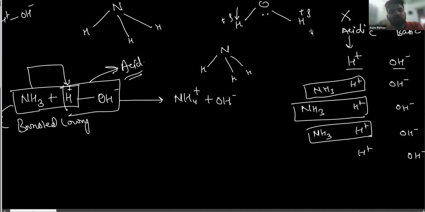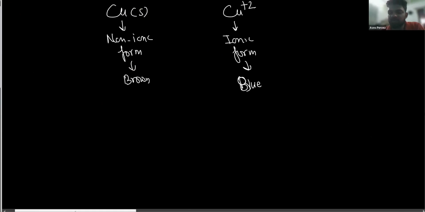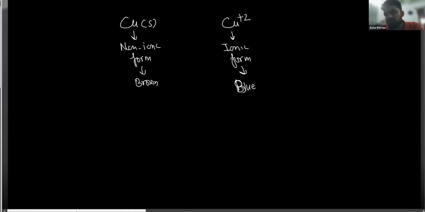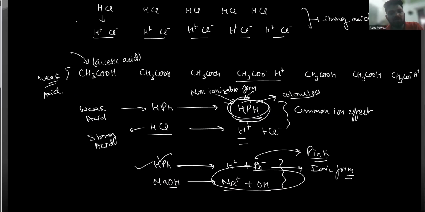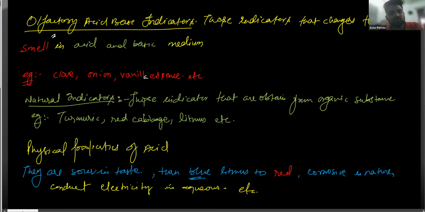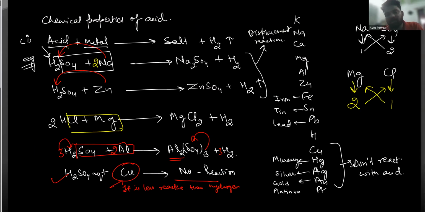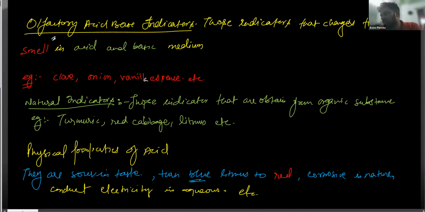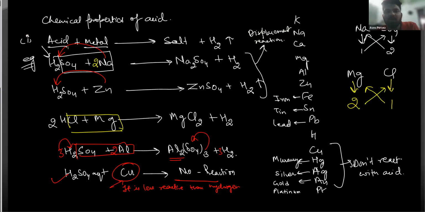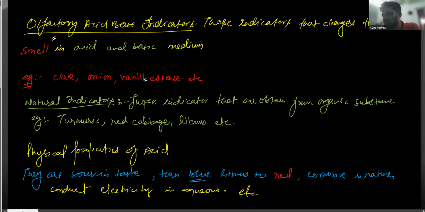The property of acid, what are acids? Acid-base indicators, we have done this one. Strong acids, weak acids, no sir, we have not done this one. And have we done the chemical properties of acids? So only the physical properties of acids we have done.